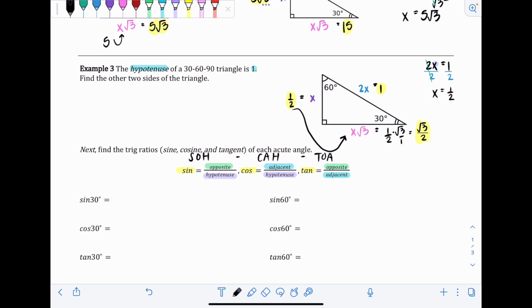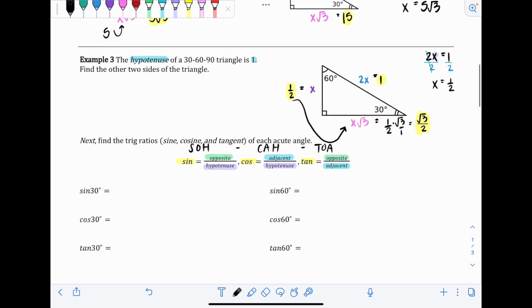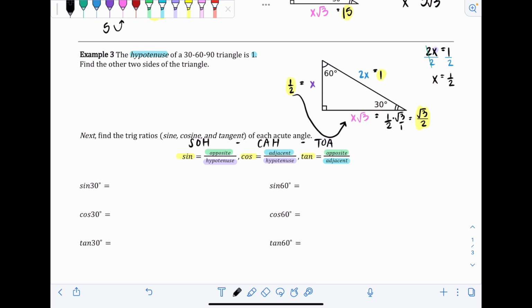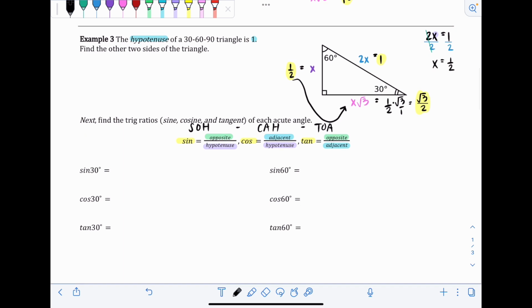So it's like saying sine is opposite over hypotenuse, SOH. For cosine, CAH, it means cosine is adjacent over hypotenuse, and for tangent, TOA, it means tangent is opposite over adjacent. So we're going to use these side lengths that we found in example 3 to find these trig ratios. The first round we're going to be all for the 30-degree angle. So once we identify what angle we're going to be using for our trig ratios, we have to figure out what is the opposite and adjacent side.